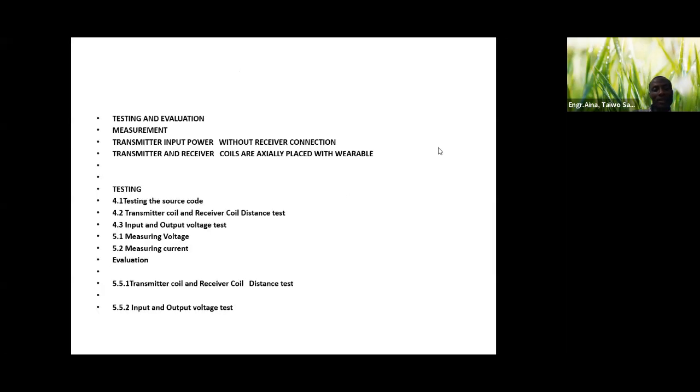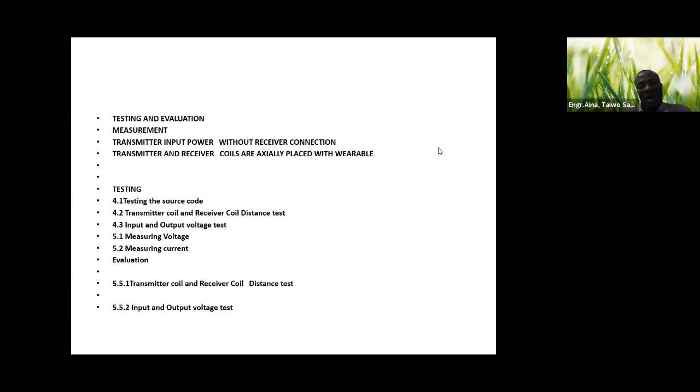Then we now come to, under chapter 4 again, testing and evaluation. Still under chapter 4, you tell us the test you have carried out and the measurements you have done. Is it that you measured voltage and resistance? What are those things you have measured? You try to present your measurements also in a tabular form.